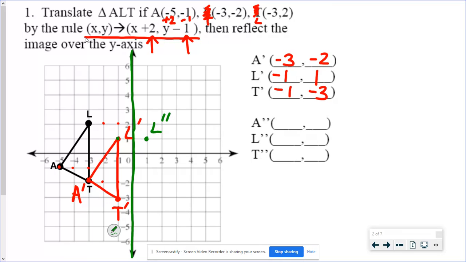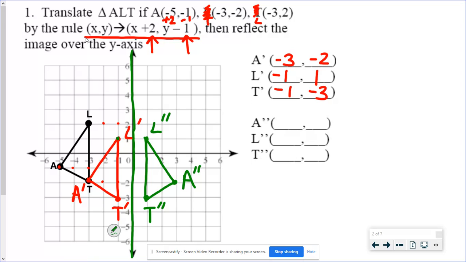And now it's going to be a double prime because it's the second image. A is 3 units to the left, so I'm going to go 3 units to the right. Here's my A double prime. And T is 1 unit to the left, move it 1 unit to the right. T double prime. There it is. That shape is also congruent to the red shape, my first image, and it's congruent to my pre-image. I need to get the ordered pairs for this.